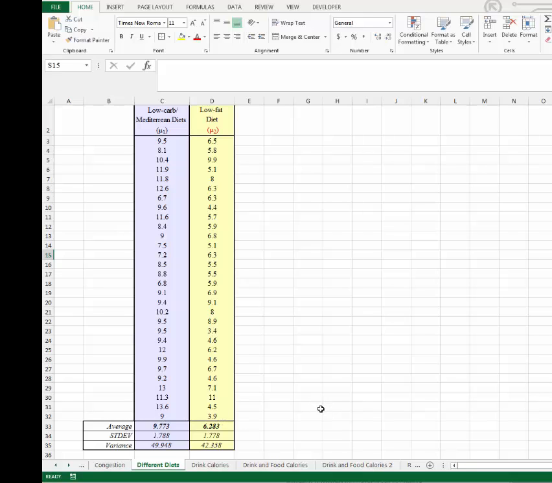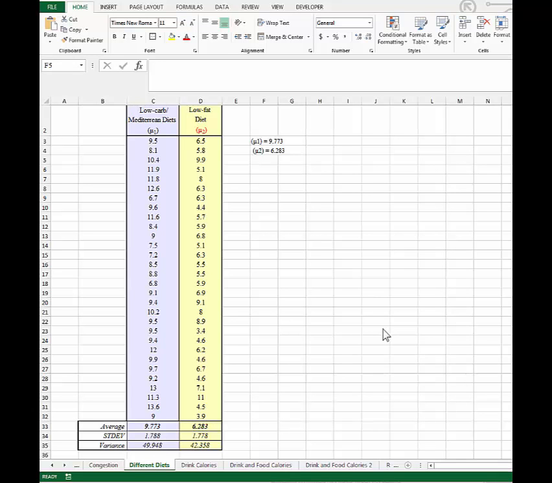So the first thing that I like to do is take a look at the average, standard deviation, and variance. So you don't have to do this, but for me, I find it easier to get my brain around it if I have a concrete example. So we can see here that the average for mu1 is 9.733, and the average for mu2 is 6.283. So I have just written that right here in my Excel document just to make it simple.